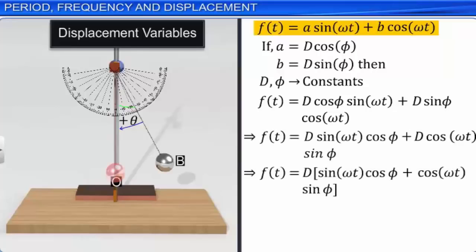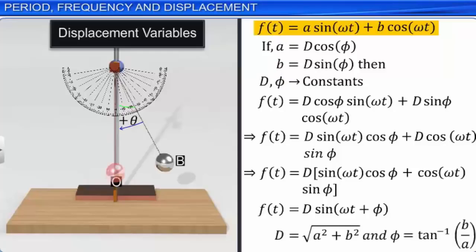We are aware of the constants A and B. Hence, we need to express the new assumed constants D and φ in terms of the known constants A and B. Using trigonometry again, we get the constant D is equal to the square root of A squared plus B squared, and the constant φ is equal to tan inverse of B by A.